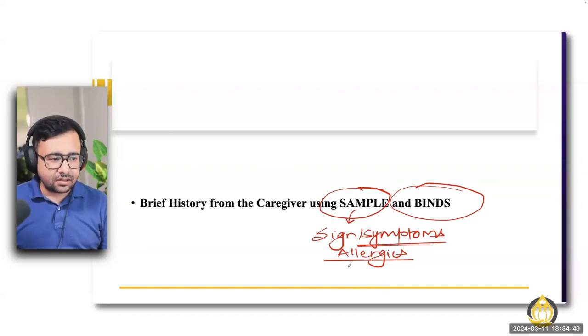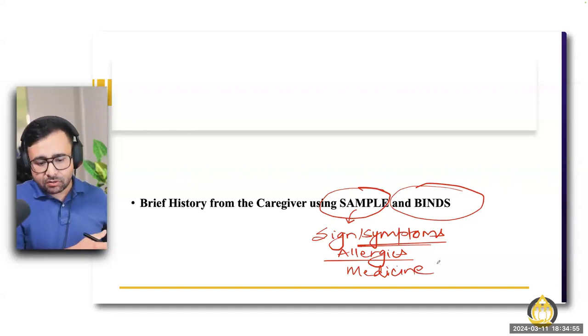Then after that, we can ask about the medicine the child is taking, any medicine the child is taking. For example, in an asthma case, when you ask, is your child taking any medicine, they will tell you that yes, he has been taking his asthma medication. So that gives you an idea that maybe this is an acute attack of asthma. So you need to ask that question.